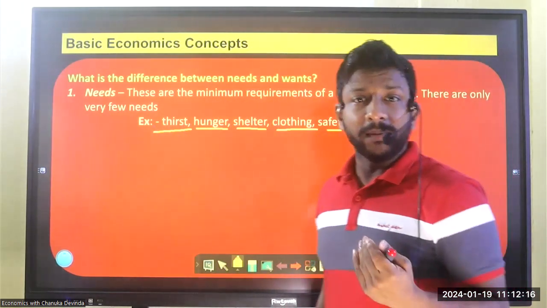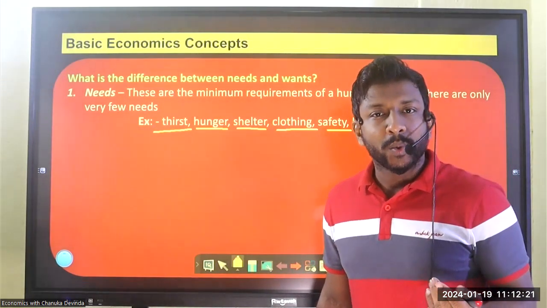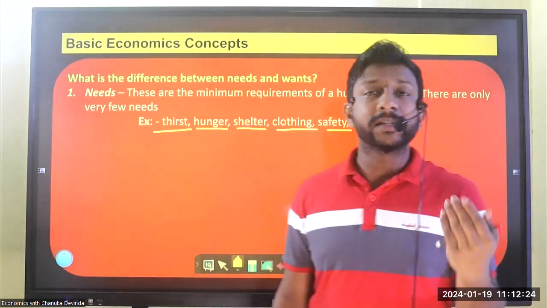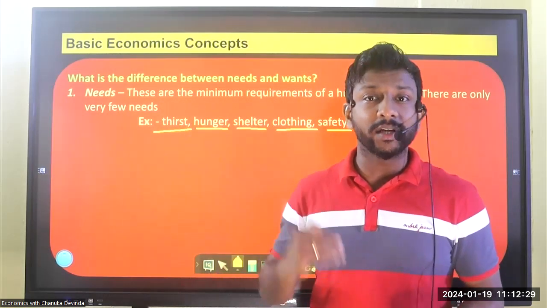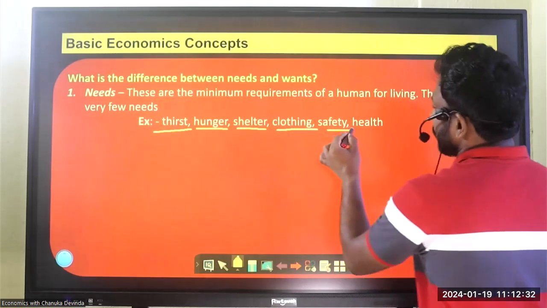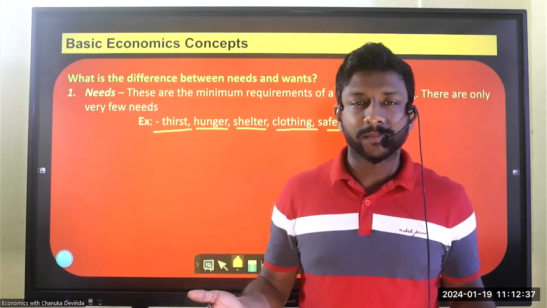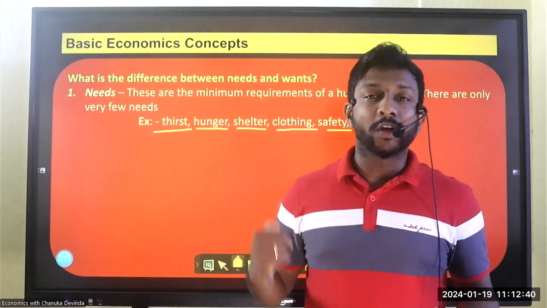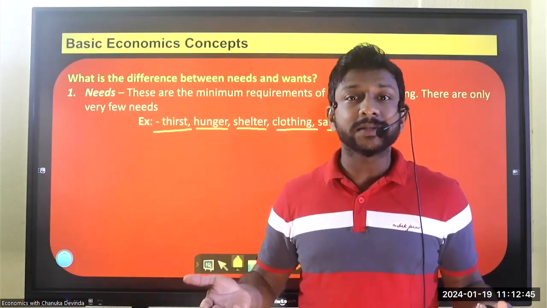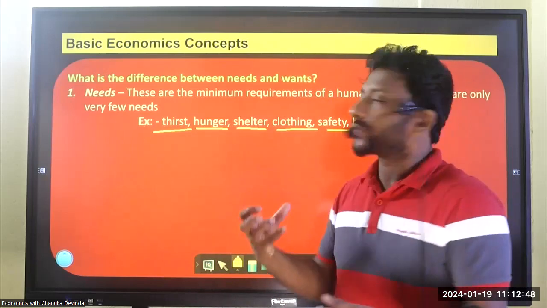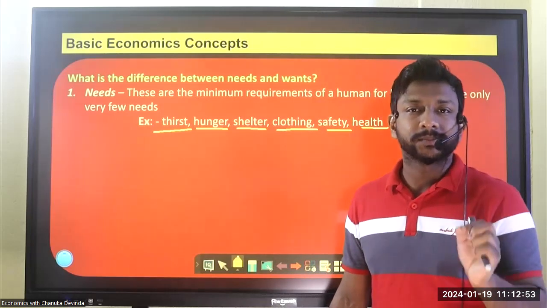When it comes to safety, we can use CCTV cameras. We can use police and also the army. National security, those are for safety. When it comes to health, there are gymnasiums, hospitals, medical treatments, pharmacies, and a variety of medicines that we can use to satisfy our need, health, right?